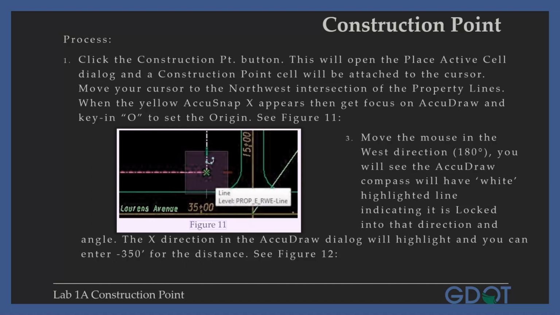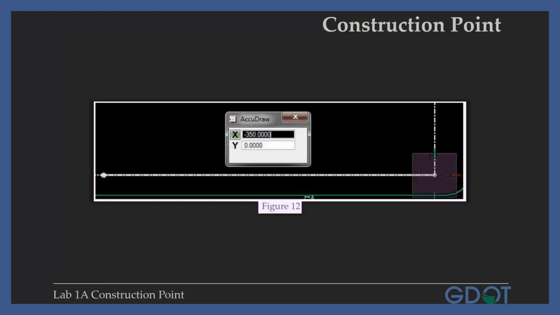Move the mouse in the westerly direction. You will see the AccuDraw compass will have a white highlighted line indicating it is locked into the direction and angle. The X direction in the AccuDraw dialog will highlight, and you can enter -350 for the distance. See Figure 12. -350, keyed in the X field.